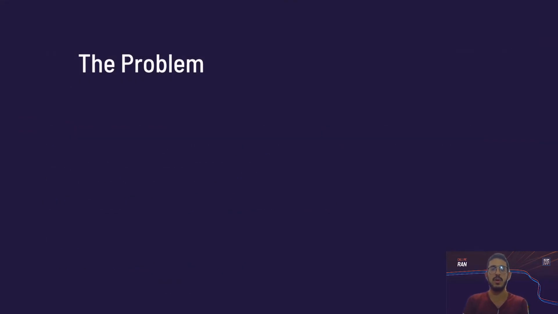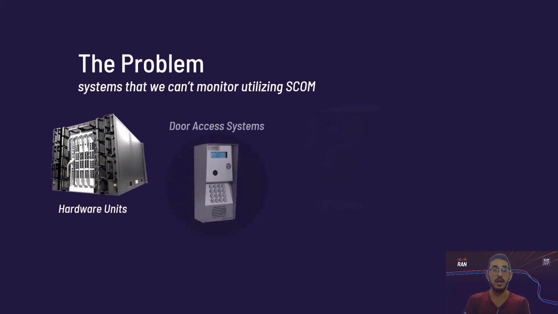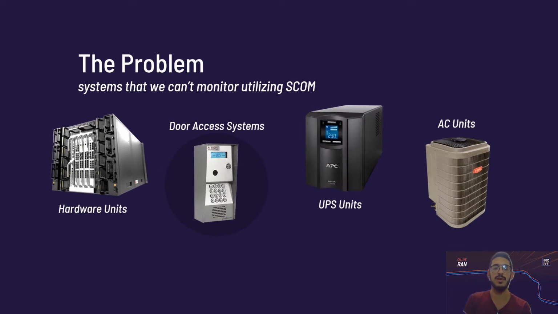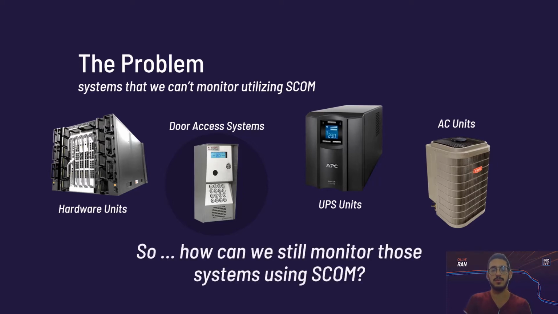So, which problem does the SMTP monitoring concept solve? We've all encountered a few systems that can't be monitored by SCOM. Those systems don't have a dedicated management pack or an API, maybe because it's a legacy system, or a hardware unit, door access system, UPS or AC unit, or something else. And we want to monitor those systems because they are important and critical. So how can we still monitor those systems using SCOM?